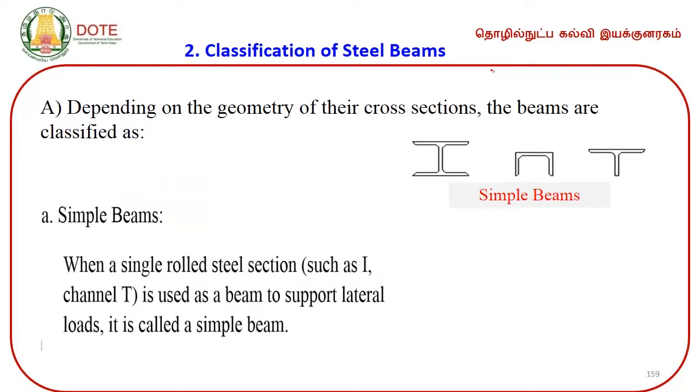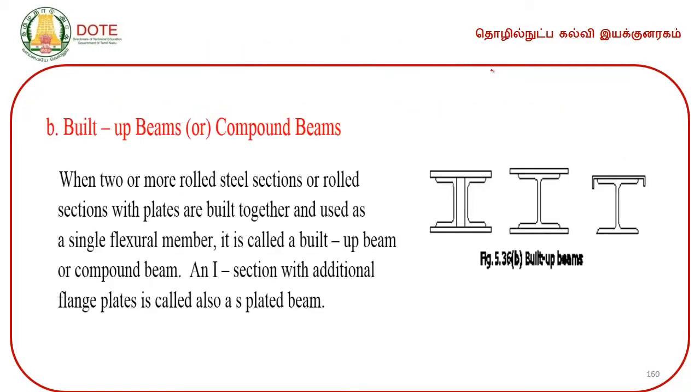Classification of steel beams: simple beams are nothing but the rolled sections in general, and rolled sections again are I sections, channel sections and T sections, and they are used to resist simple bending. And the other form of simple beams are the built up sections or the compound beams, in which two or more than two rolled sections are used to fabricate a single unit, and this will take care of all these bending moments.